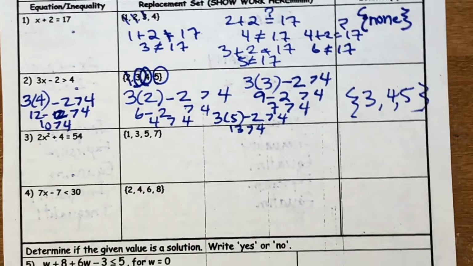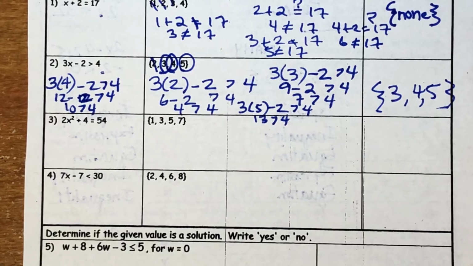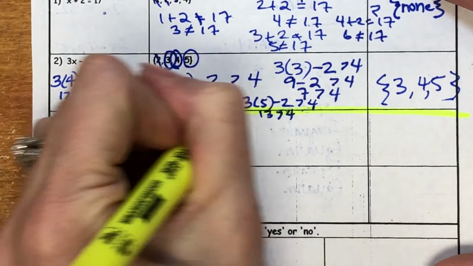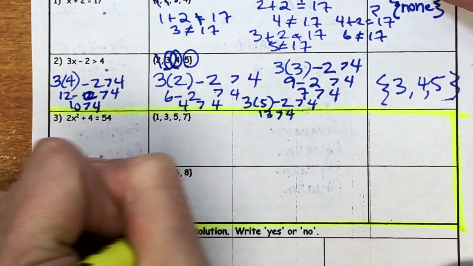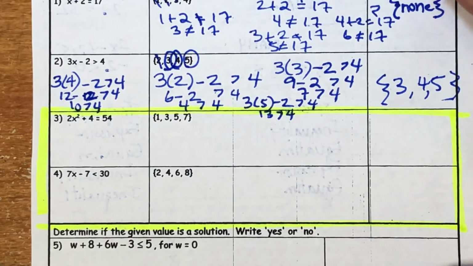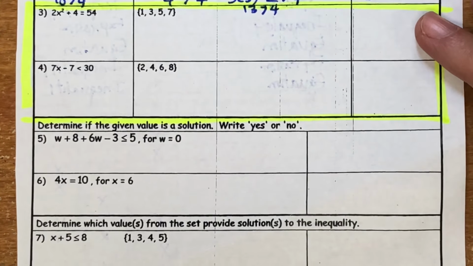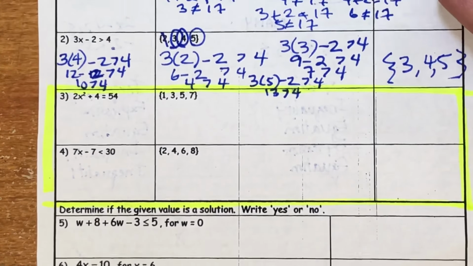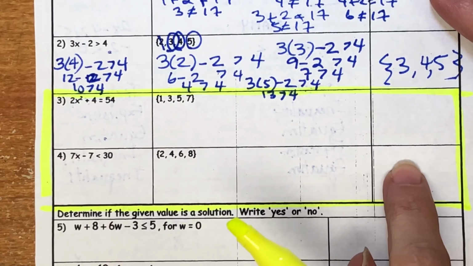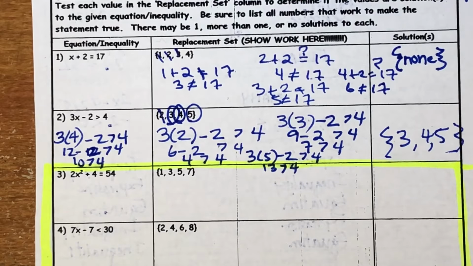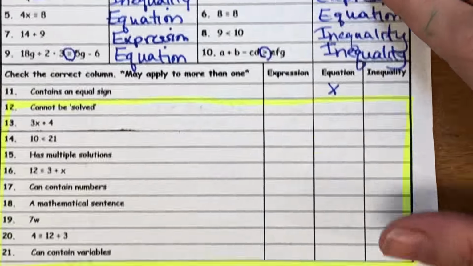Okay? So in this section, what I want you to do on your own is these two, number 3 and number 4. These bottom two, 5, 6, 7, 8, we're going to do in class. So make sure you have this section done, and then on the other side of this paper, make sure you have this filled out.